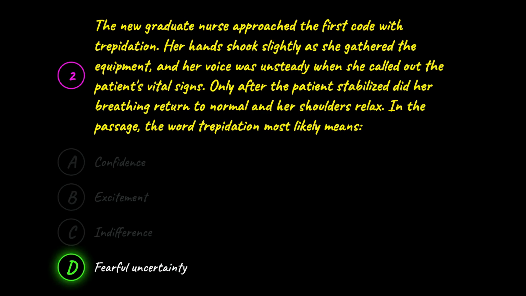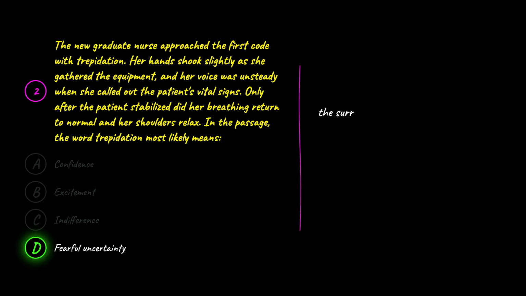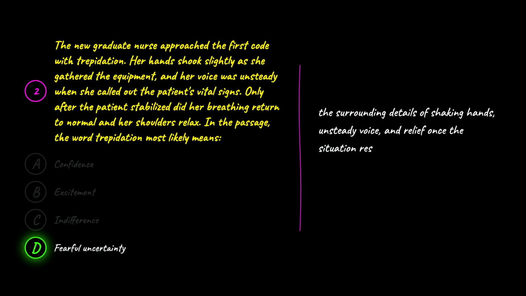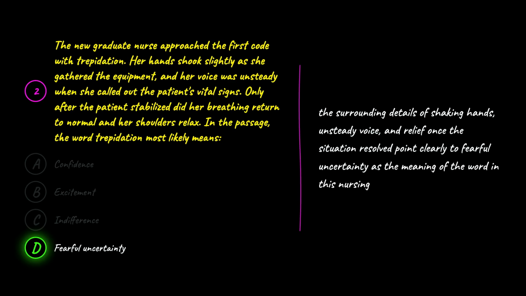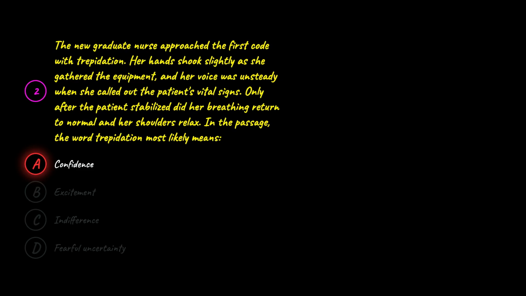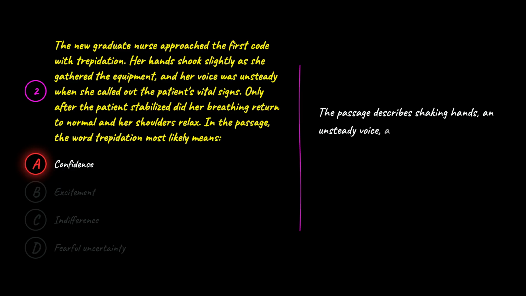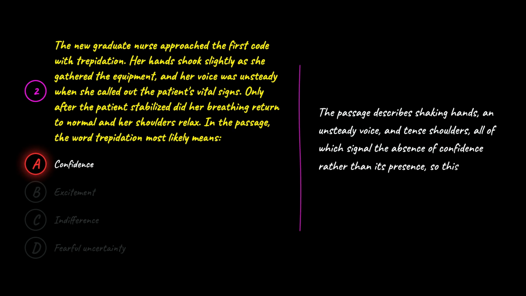Fearful uncertainty. D is correct because the surrounding details of shaking hands, unsteady voice, and relief once the situation resolved point clearly to fearful uncertainty as the meaning of the word in this nursing context, which is the closest synonym available. A is wrong because the passage describes shaking hands, an unsteady voice, and tense shoulders, all of which signal the absence of confidence rather than its presence. So this synonym contradicts the surrounding context clues.